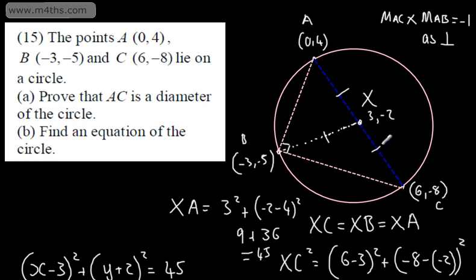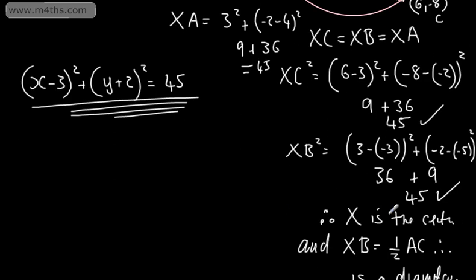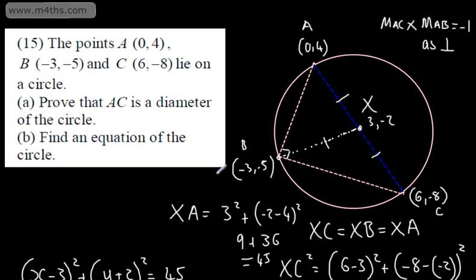We define x to be the centre. If it is the centre, then xb will be equal to xa, which will be equal to xc, and we've shown that, and therefore AC is twice xb. I'd write something a bit neater in the exam, but hopefully that does look okay.